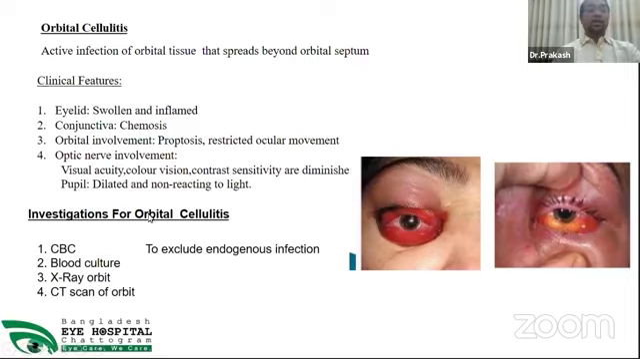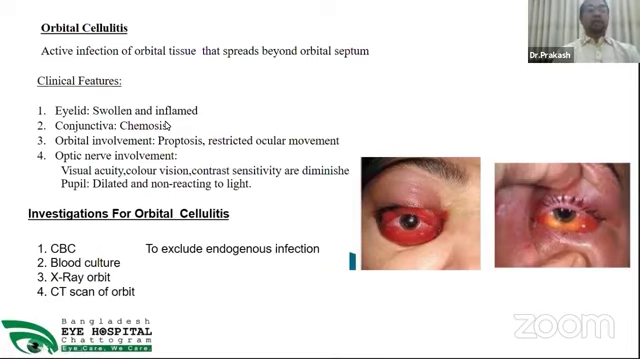And the optic nerve is also involved, because the optic nerve is a content of the orbit. So when the optic nerve is involved, its functions, that is visual acuity, color vision, and contrast sensitivity, are diminished, and the pupil will be dilated and non-reacting to light. You can see over here, the pupil is dilated. So that means this is orbital cellulitis. So we can easily differentiate orbital cellulitis from preseptal cellulitis.